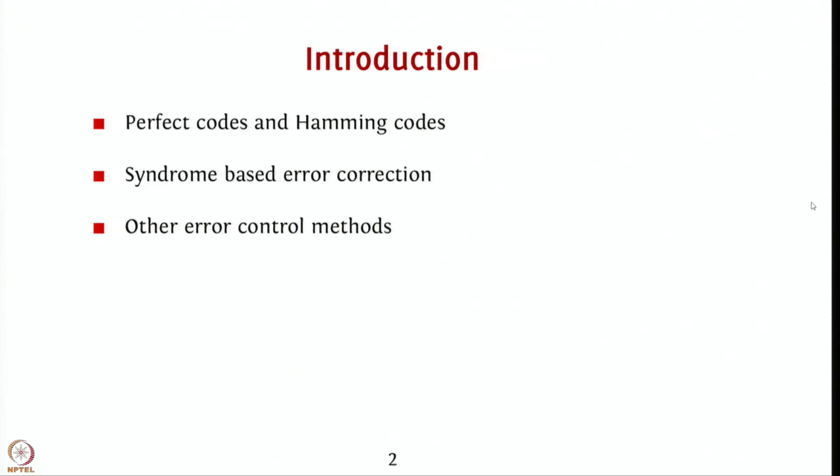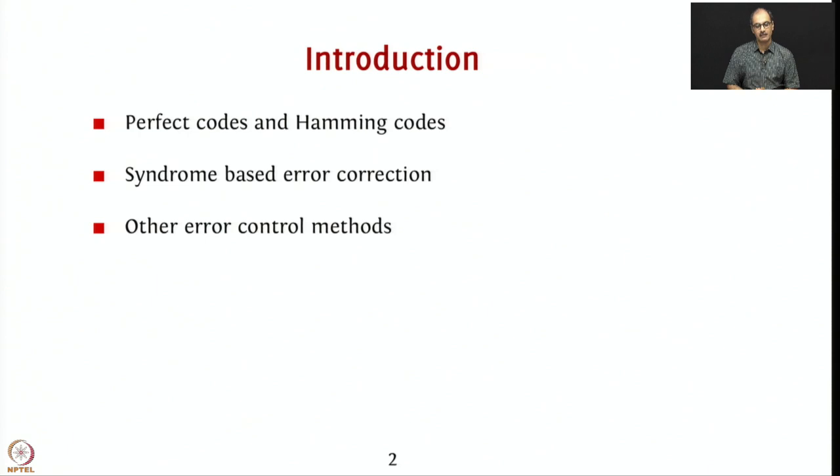So we will go first on a discussion of perfect codes, and then we will talk about Hamming codes, which are a type of perfect codes. Then we will discuss syndrome based error correction. If you recall, in the previous lectures also, we mentioned that if you compute the syndrome, that is multiplying the received bit vector by the parity check matrix, and compare that syndrome with the various error pattern syndromes, you may be able to correct errors. And we will conclude with some other error control methods and a discussion on what other methods are commonly used.